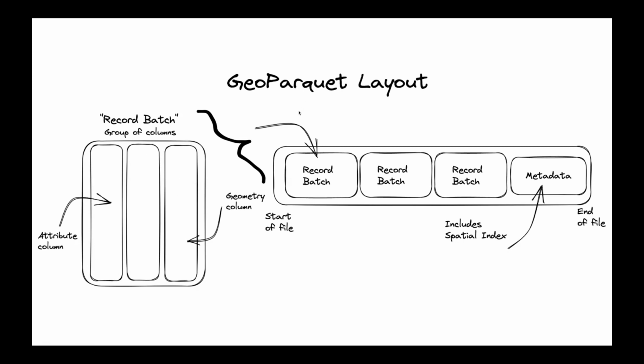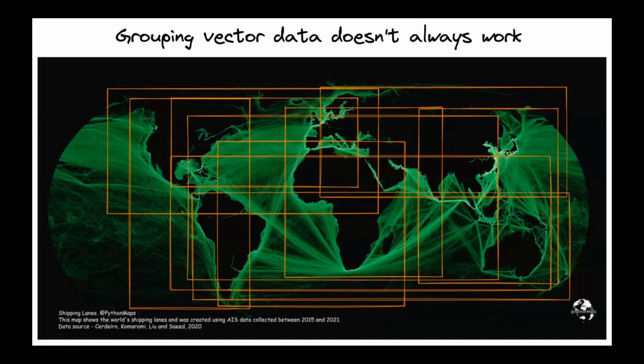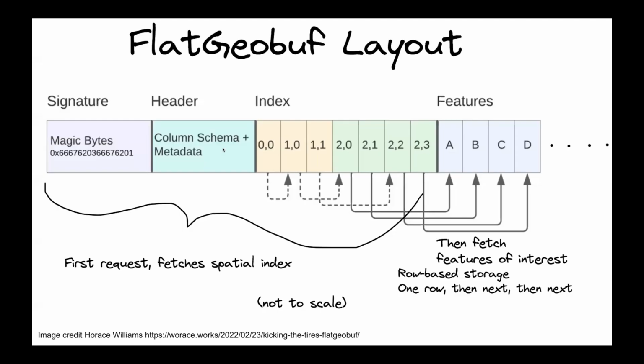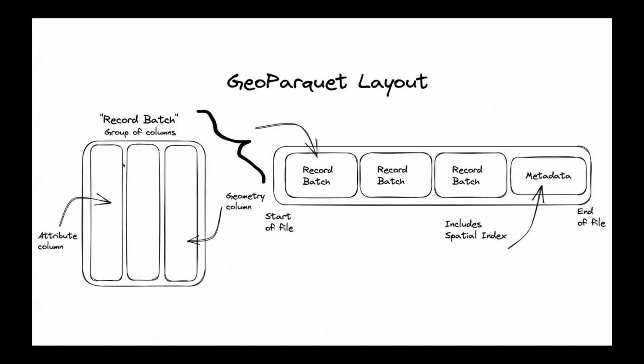GeoParquet then stores this group of columns in multiple chunks. So each one of these bins, essentially, becomes its own GeoParquet record batch, which allows you to very efficiently get all the data in a very specific region, potentially in a faster way than FlatGeobuf.